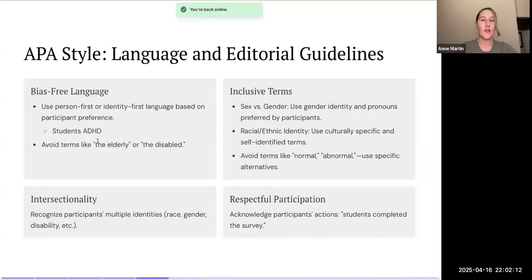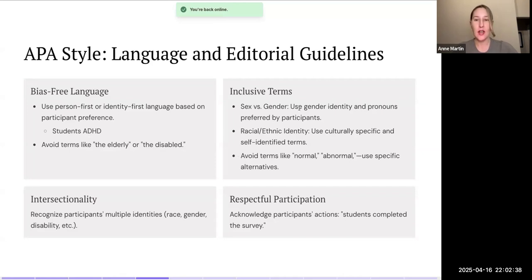So using something like students with ADHD, and there are some other examples in the text, instead of broad general terms like the elderly or the disabled. So making sure that you are as descriptive and detailed as possible about particular ethnic, cultural, racial backgrounds and identity is important in your writing.